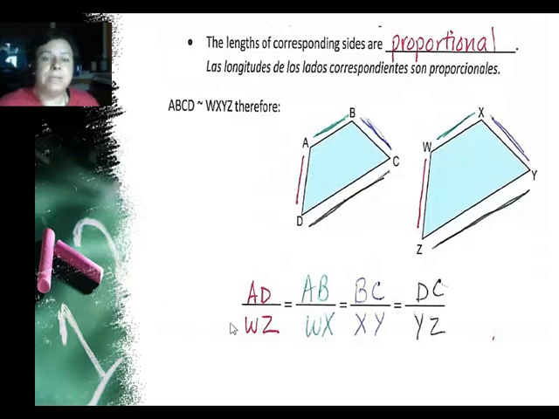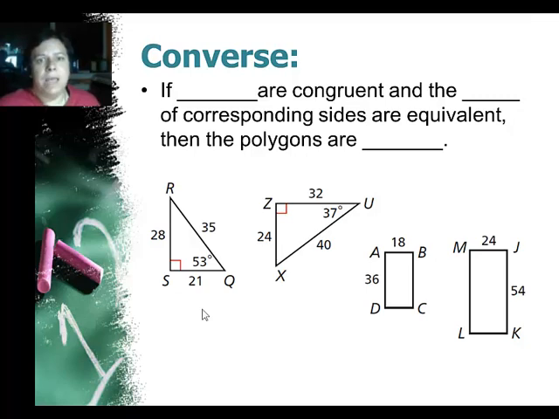Now, if you said ZW, remember in a segment it doesn't really matter too much. If it was a ray, it'd be a bigger deal. But for segments, the letter order doesn't really affect it. So the converse, if we switch things around: before we said if the polygons are similar, then the angles are congruent. So now we're saying if the angles are congruent and the ratios of the corresponding sides are equivalent, that means they're proportional, then the polygons are similar. So I can go backwards from angles and sides to show that polygons are similar.